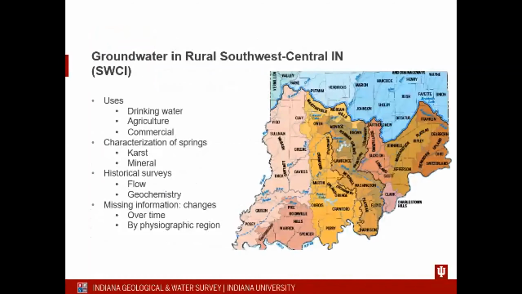Hi, I'm Steph. So we will go into the groundwater in the rural southwest central region of Indiana has been used for a variety of purposes. This includes drinking water, agriculture, livestock, and commercial use. All of these factors make them important features for the communities in the region.